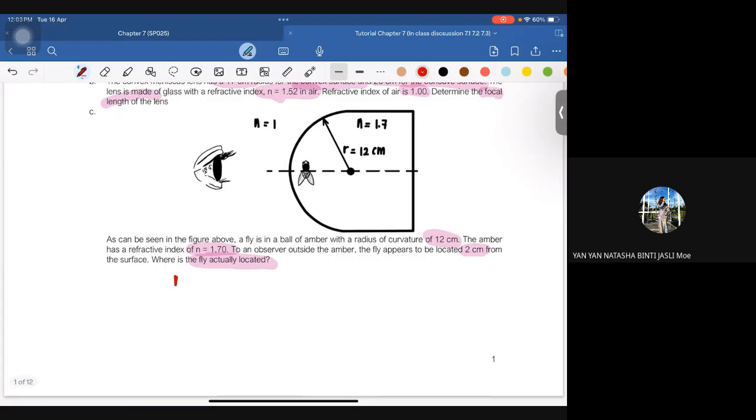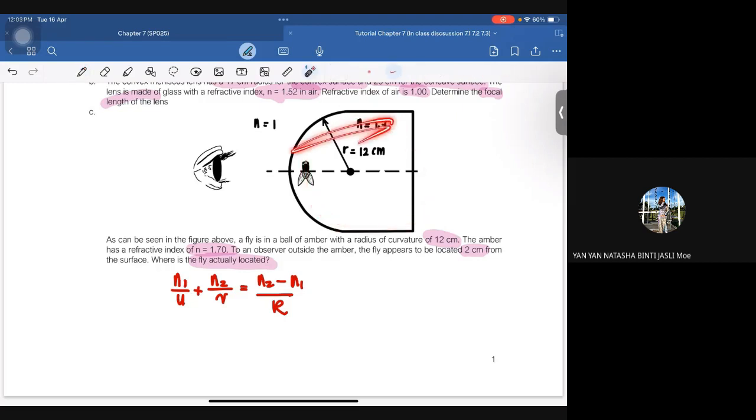So for the spherical surface, remember we only have one formula, which is N1 over U plus N2 over V equals N2 minus N1 divided by R. So the refractive index of the object, N1, where the medium is the amber, will be 1.7. Then the refracted ray's medium will be the image, which is going to be at the air, so 1.00.